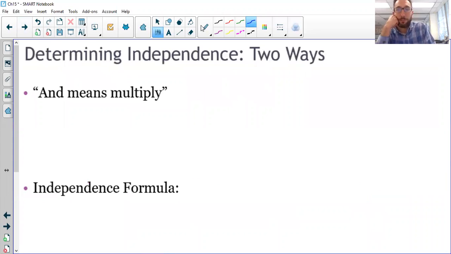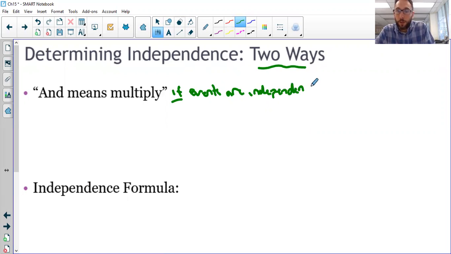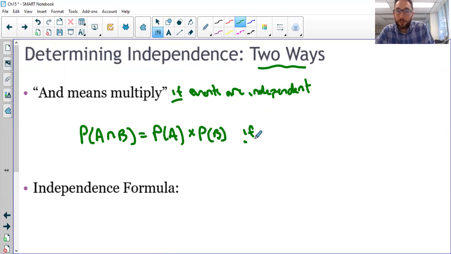So as we try to determine independence, again, without using our chi-square test for independence, that'll come later, but using probability formulas, we've got two options. So there's two ways to try to explore whether two categorical variables are independent or not. One option is based on this and means multiply rule. So and means multiply if our events are independent. That's kind of the rule we learned. We can write that out this way. The probability of A and B is equal to the probability of A times the probability of B if events A and B are independent.